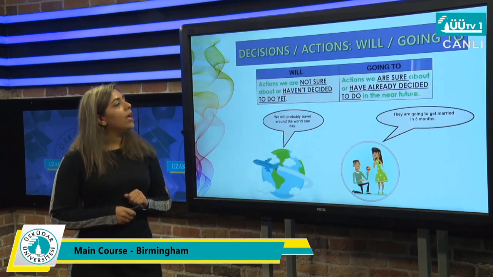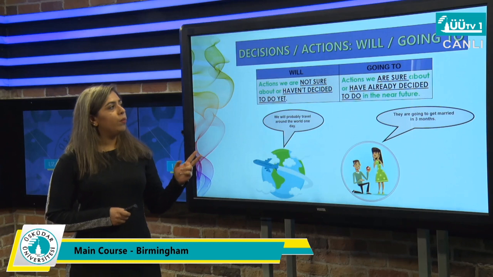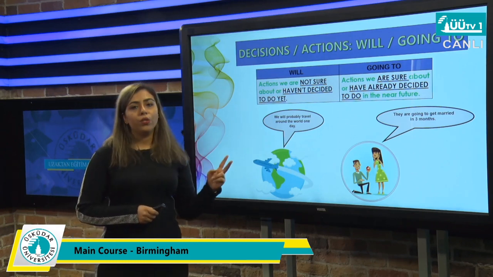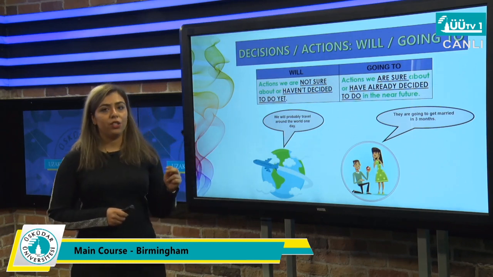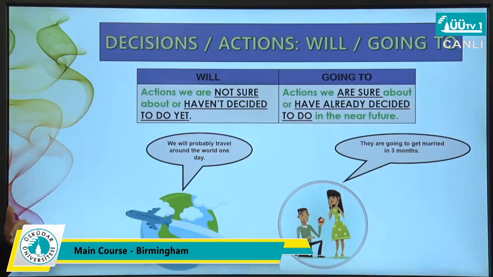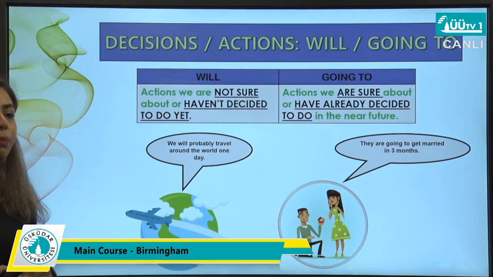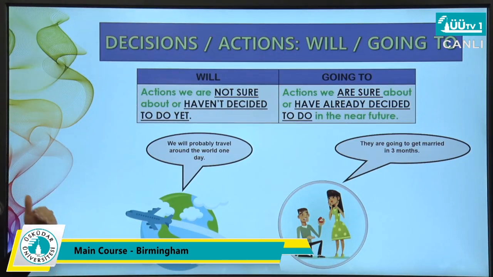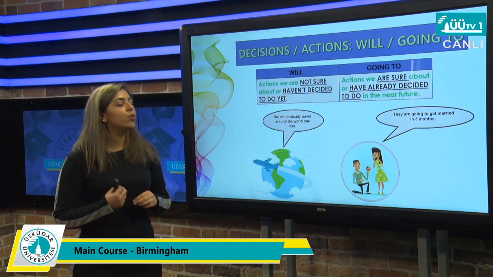So, as you can see here, again, we can use will and going to for decisions or actions. Like actions that we are not sure about or we haven't decided about yet, we always use will. So whenever we are not sure, always go with will. And about going to, actions that we are sure about or we have already decided to do in the near future, we always use going to.